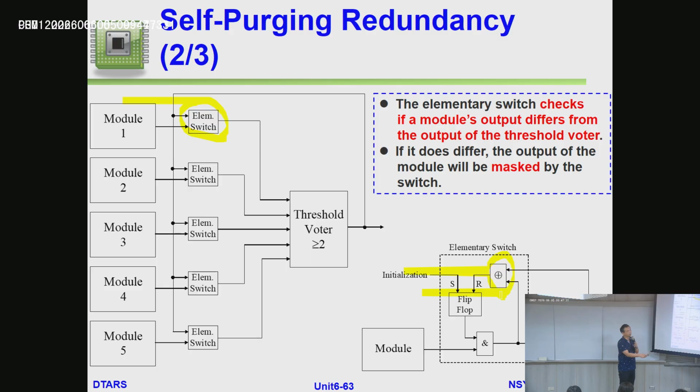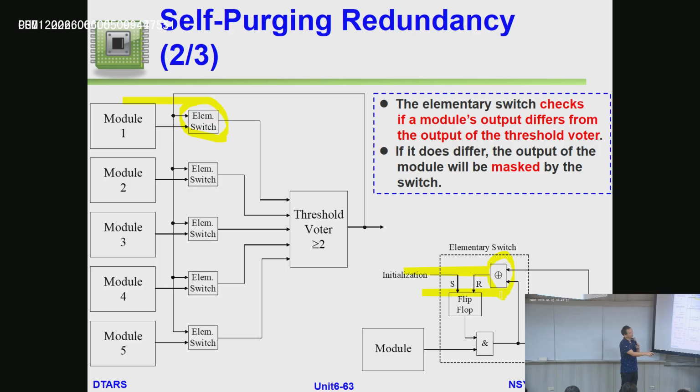So this threshold voter is used to generate the golden correct result. When you see golden, it means the correct results. So this is the golden result. The golden result will go to every elementary switch. Basically, it is this path.